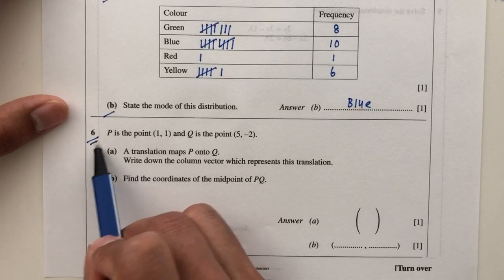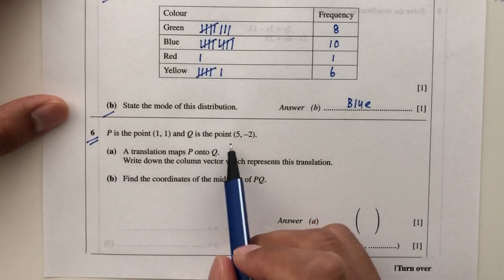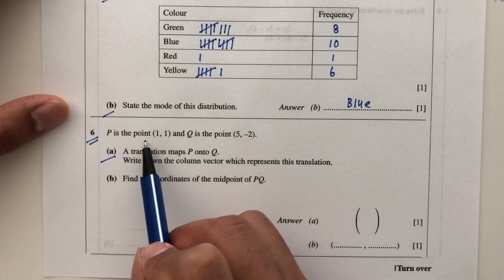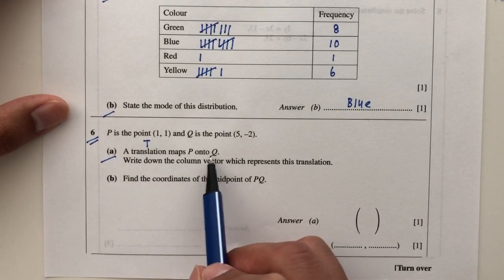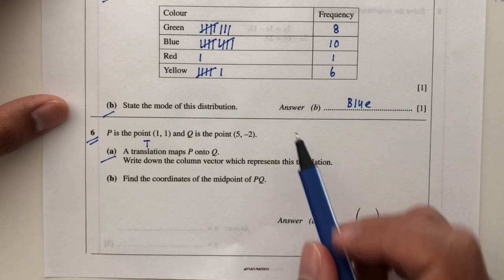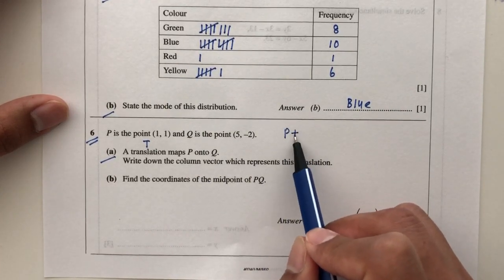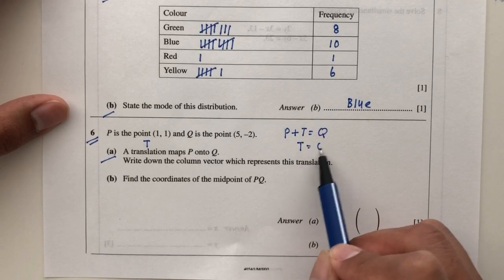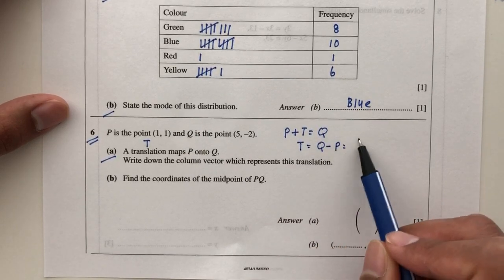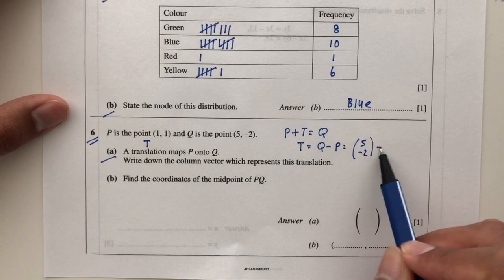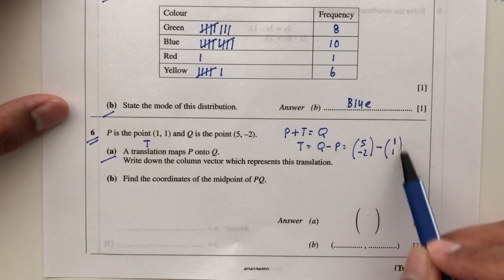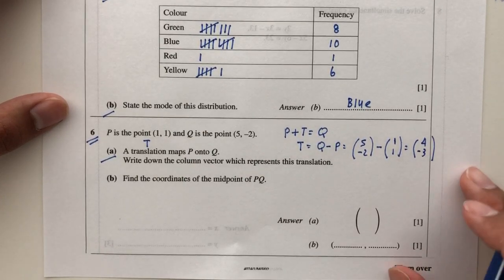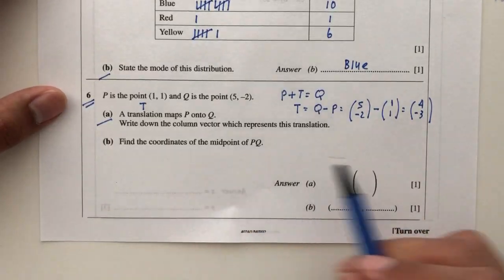Now question number 6, P is (1, 1), Q is (5, -2). Part 1, it says the translation, so let's call this T, maps P onto Q, write down the column vector. So basically it says P plus a translation equals Q. So to find this T, it is Q minus P. Q is (5, -2), P is (1, 1). So T will be (4, -3). That will be your value of T.